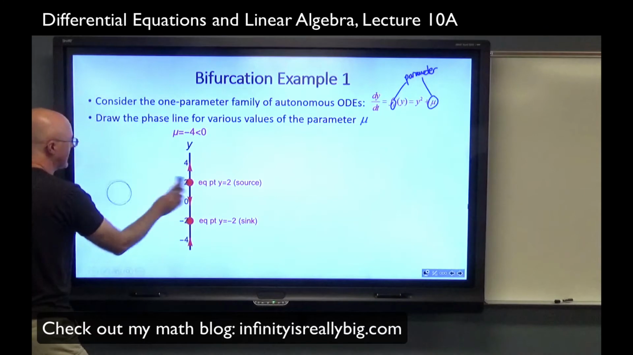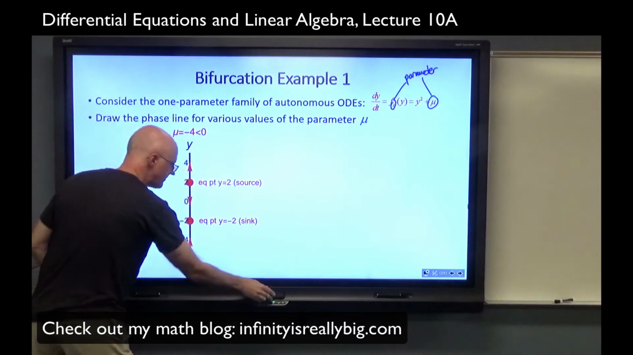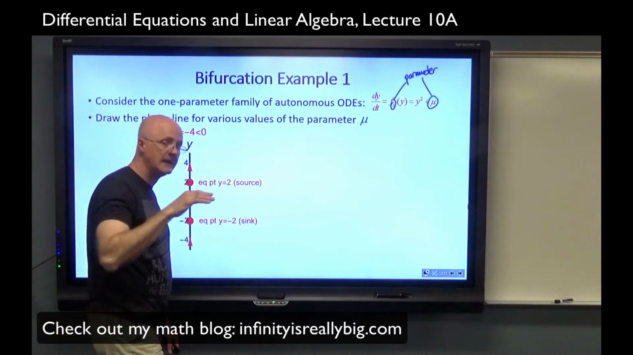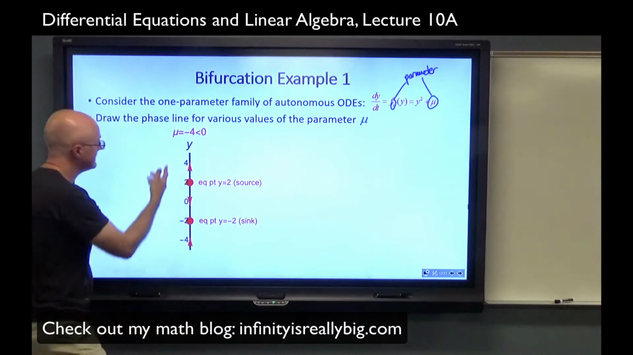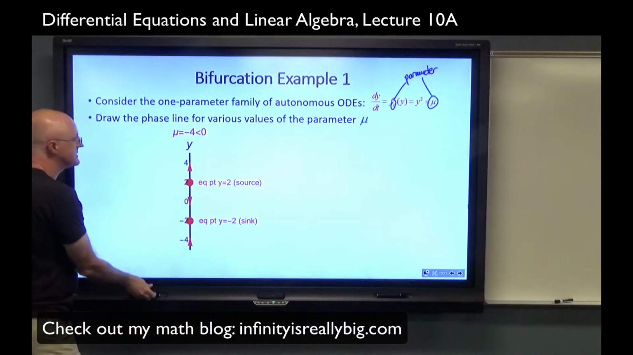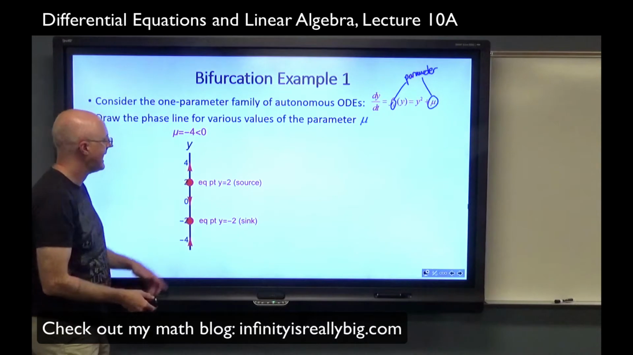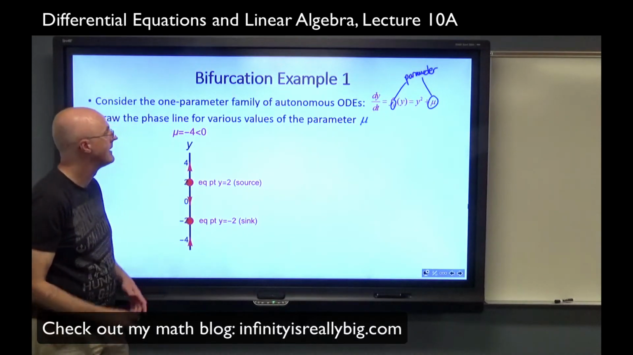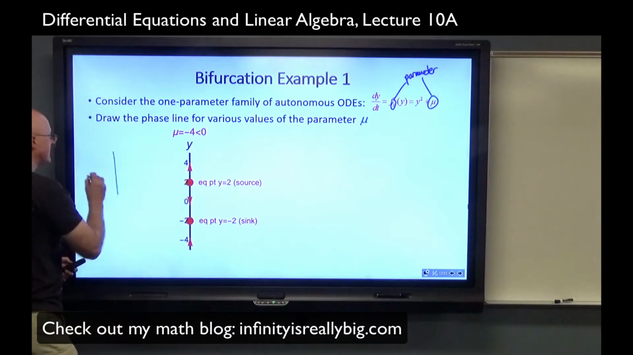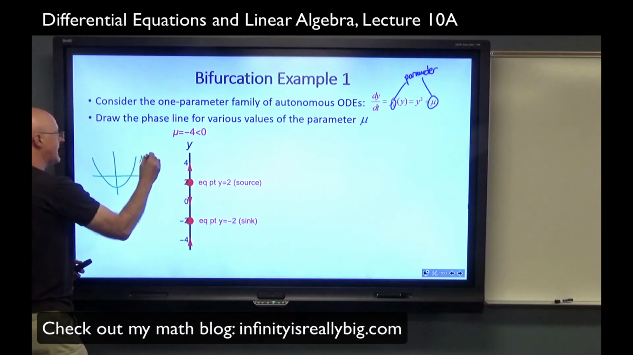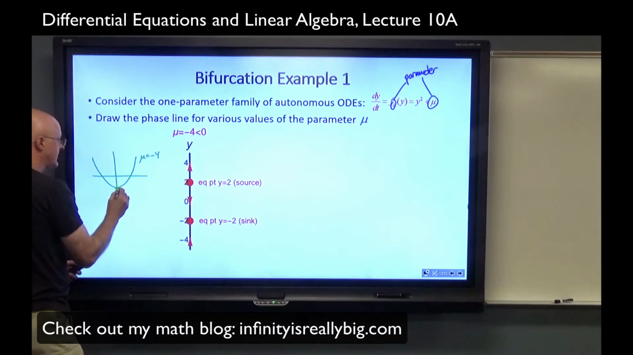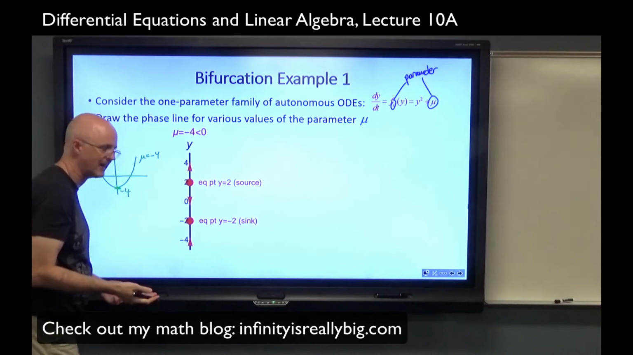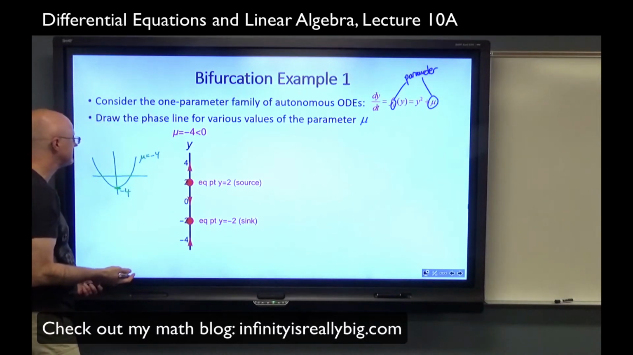I picked mu to be negative 4 here. This time I'm going to let mu increase as we move to the right. So when mu is negative 4, which is negative, you see you have 2 equilibrium points at plus or minus 2. Let's go back to this picture again. This is going to be now when mu is negative 4, the intercept down here is -4, but the only important thing about that is that it's negative.